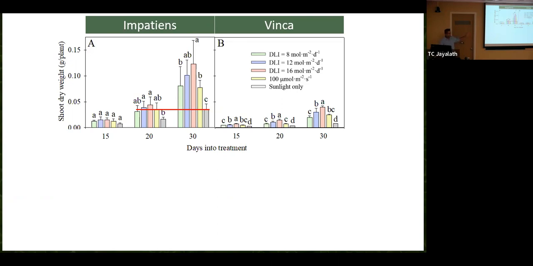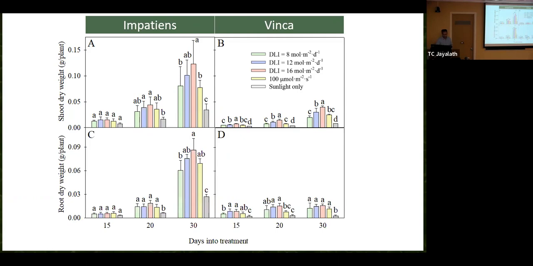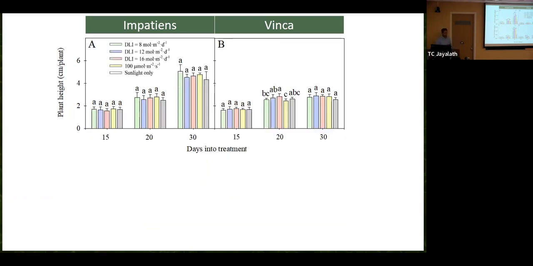So time is money for growers. If you can harvest your crops early and set them out, then you can have another batch of crops. That is the money saving, and that is the benefit of having supplemental light. The same pattern appeared in both crops. We also looked at root dry weight because roots are more important for seedlings, and we saw the same pattern as in shoot. Higher light had no difference between 12 and 16 on impatiens, and also no difference between 8 versus 100 micromoles. In winkers, there were no differences between light levels.